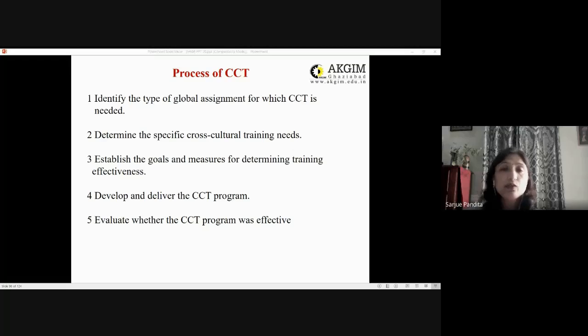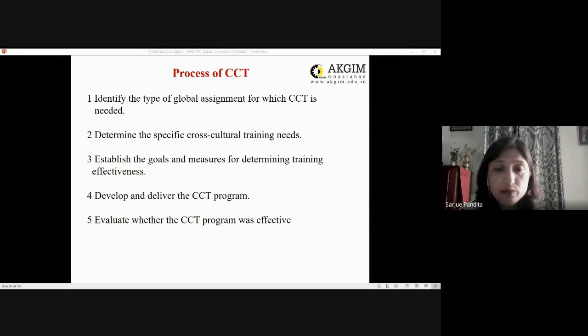So this involves, first, you should be able to identify the type of training which I have to deliver. What should be the method which I should adopt for training? So when we talk about developing and delivering a CCT program, it is herein where we discuss the type of programs which you are looking forward to, the type of CCT programs.